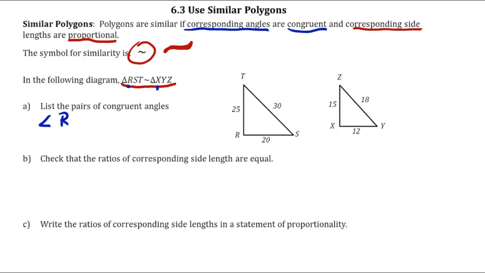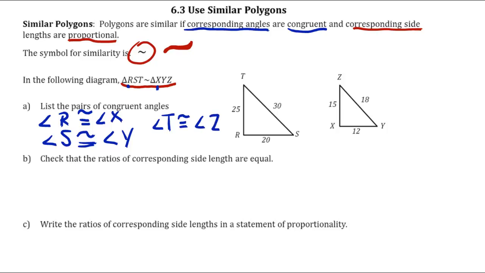first position. So the congruent angles would be R and X, and then in the second position we have angle S. It will be congruent to, in the second triangle, angle Y, and then angle T is going to be congruent to angle Z. And so my angles are congruent. So remember, angles are congruent.